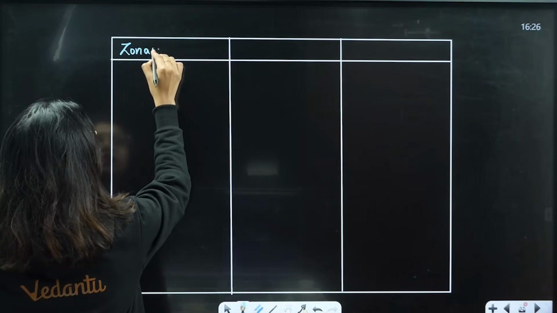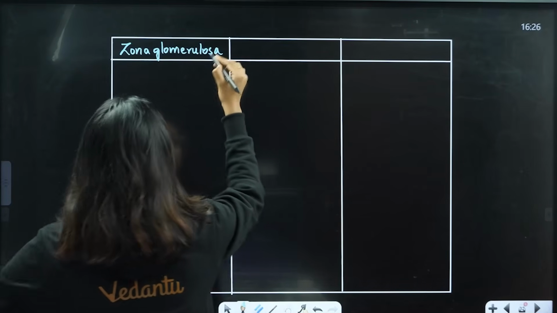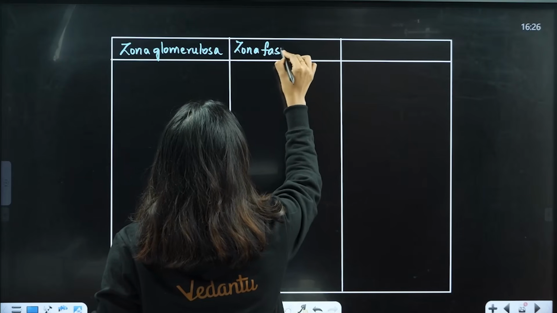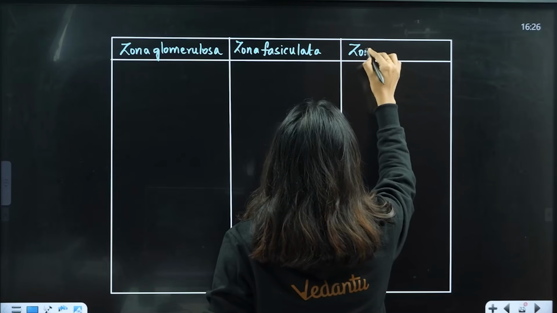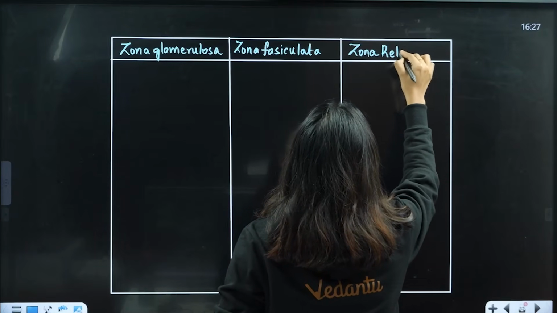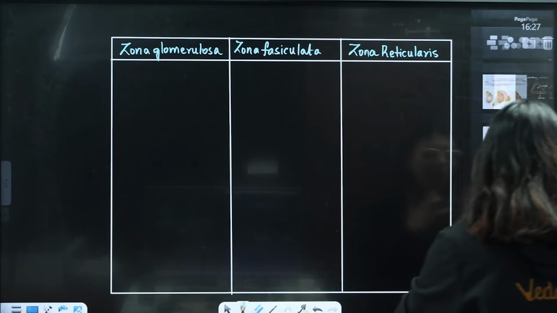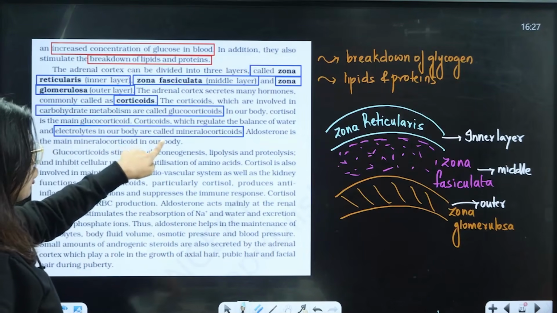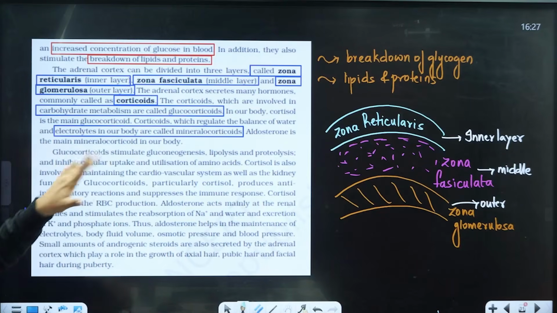We'll start from the first layer, glomerulosa, the outermost layer. Fasciculata. Zona reticularis. So here you see, students, what is happening. In our body, cortisol is the main glucocorticoid. Corticoids which regulate balance are called mineralocorticoids. Aldosterone is the main mineralocorticoid.